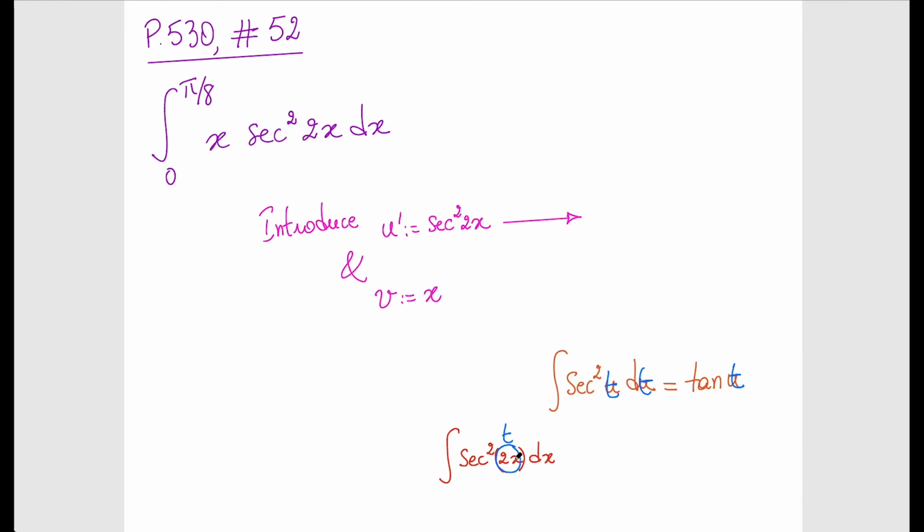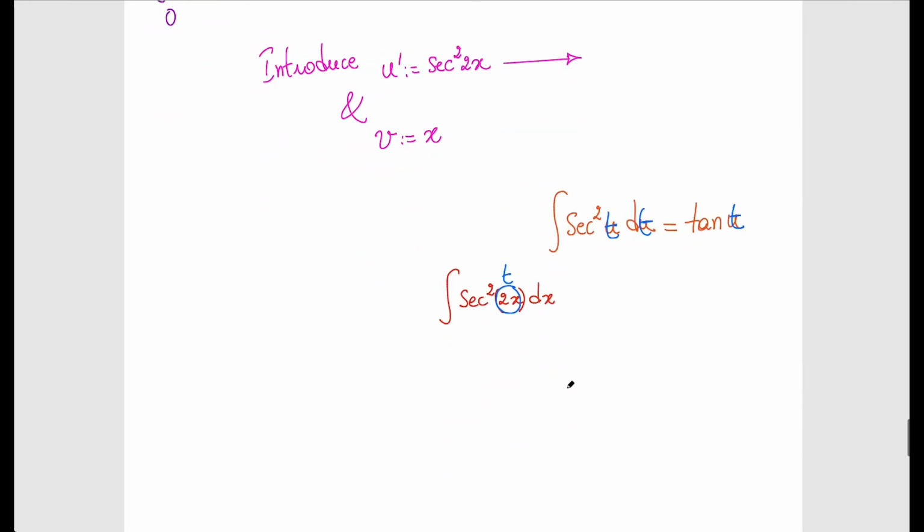If t is 2x, then dt is 2dx, correct? So dt is going to be 2dx, which means dx is going to be half dt. Agree with this? So one more time. If this is the t, the question is what's dx? Well, dt then is 2dx, which means dx is half dt.